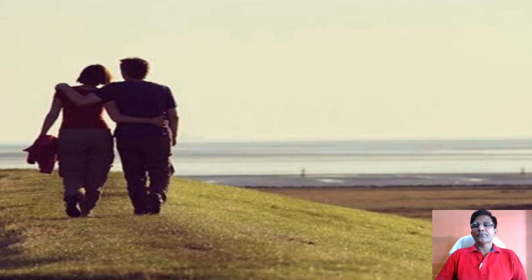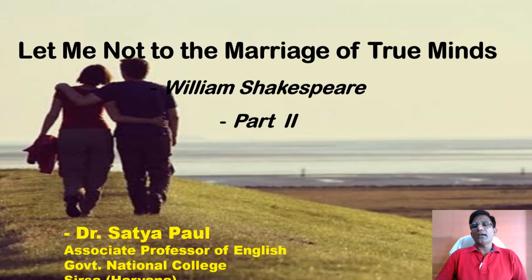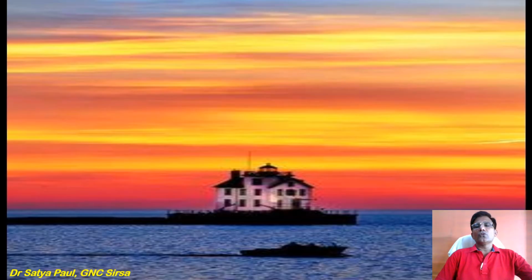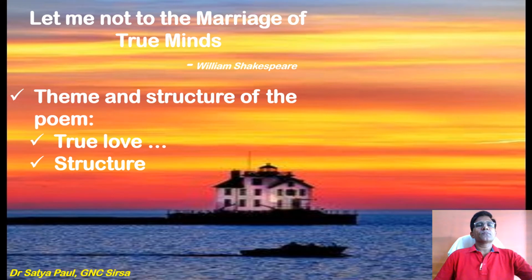Today we shall study Shakespeare's poem, Let Me Not to the Marriage of True Minds. We have already read the poem and discussed the thematic aspect of this poem, which is actually sonnet number 116 by William Shakespeare. This is part 2 of that lecture, and here we shall discuss the stylistic part of the poem. In the first part, we discussed the theme, the meaning of the poem, and the structure of the poem.